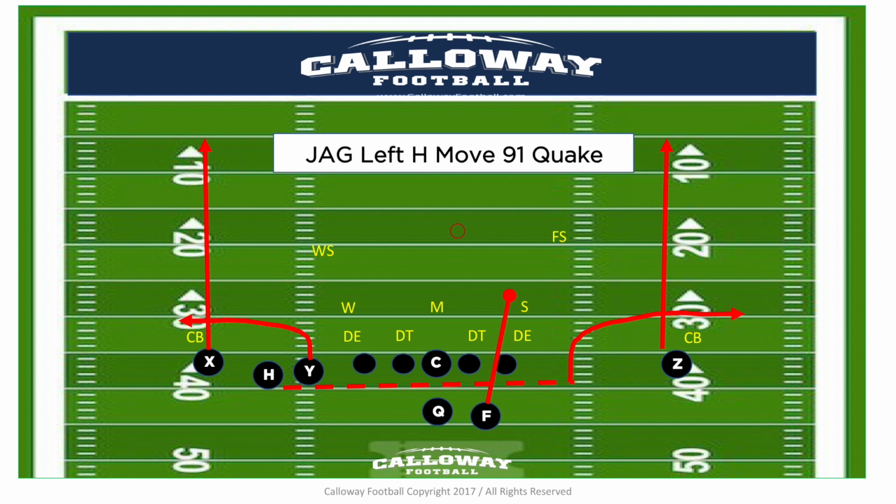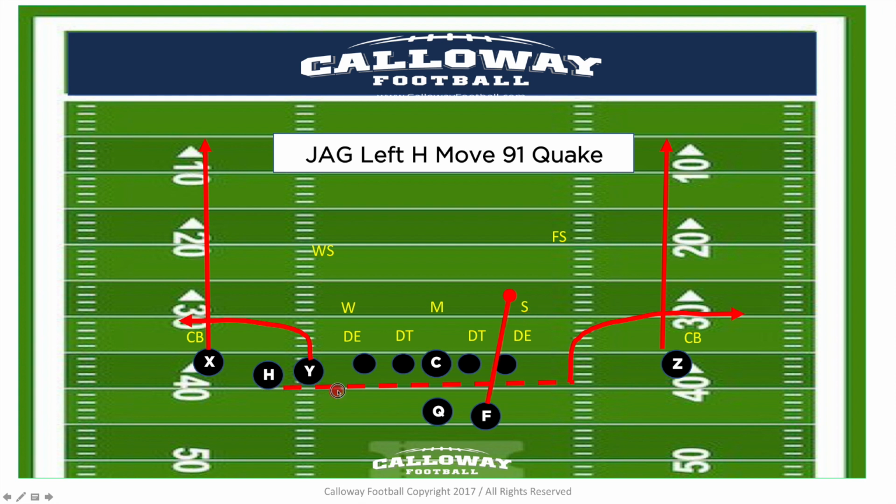And then jag left, H move, 91 Quake, puts our H in motion. So right here, it's a look that we've gone jag left, meaning we're tripped to the left. We've got an H move call, so pre-snap, our H is going to get on the move and go in motion and basically be able to hit this landmark, accelerating with a quicker tempo and a little bit more speed to this. So it's going to put a lot of pressure on this outside linebacker or the safety, whoever has responsibility. Most likely it's this outside linebacker here.